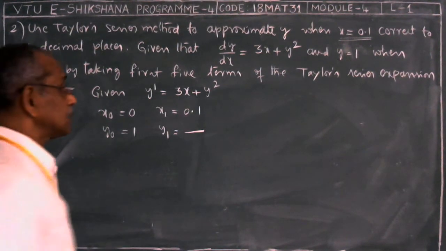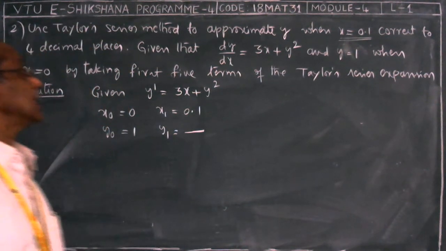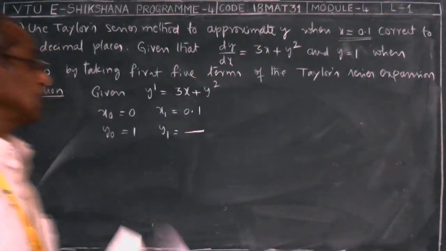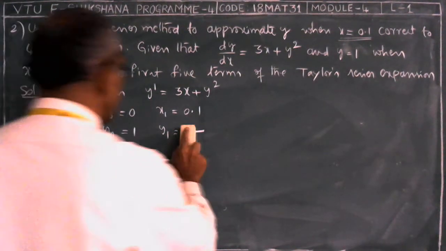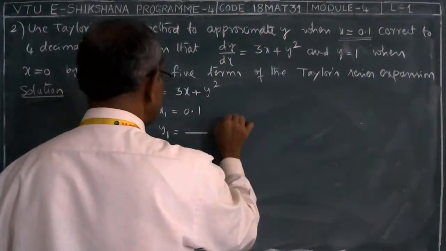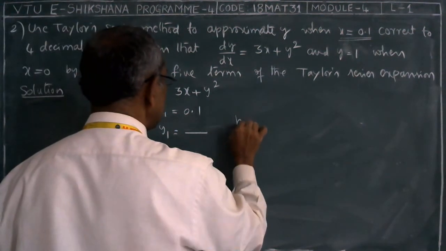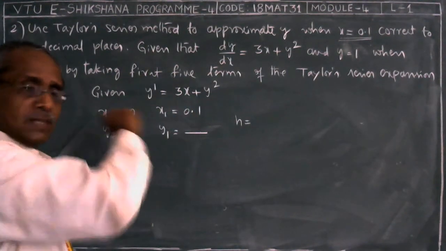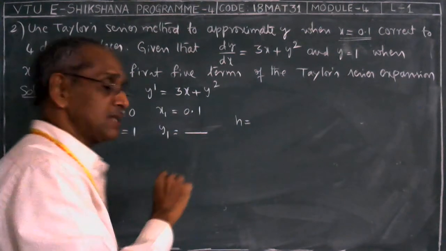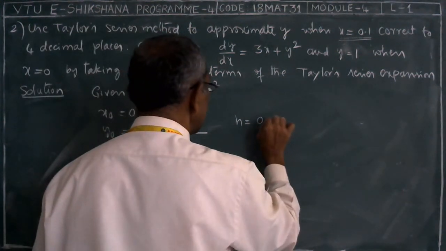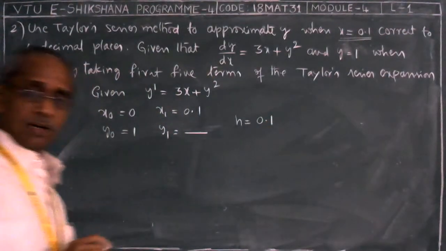By Taylor series method, by considering the first 5 terms of the Taylor's expansion. That is the condition. Now, for h you can easily calculate. Here, x1 minus x0 is h, x2 minus x1 is h, xn plus 1 minus xn is h. So x1 minus x0, 0.1 minus 0, is your h. h is equal to 0.1.